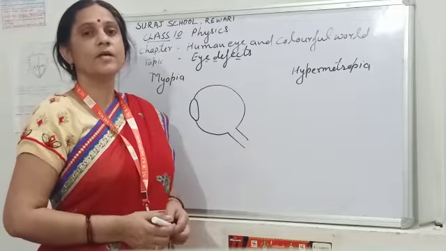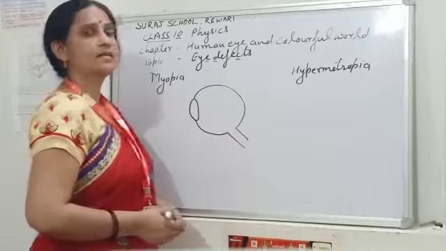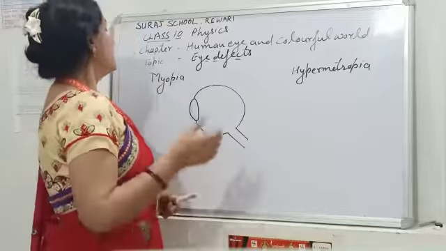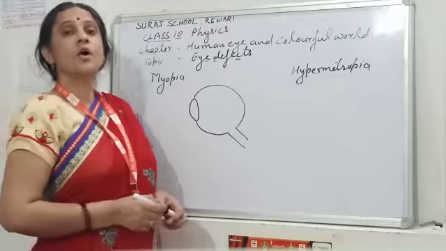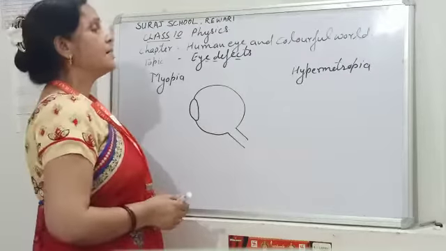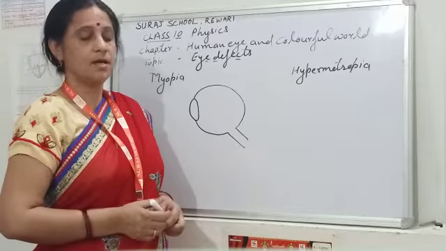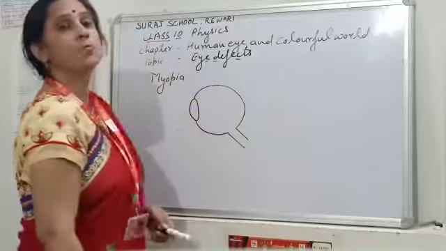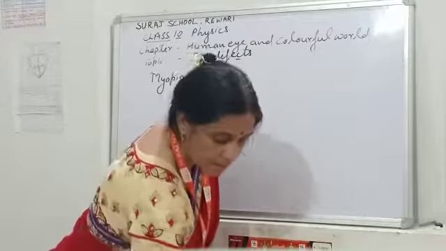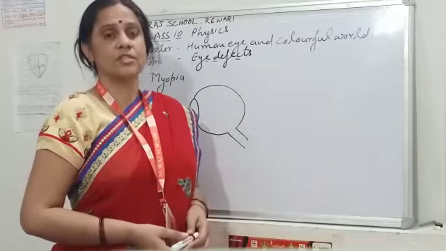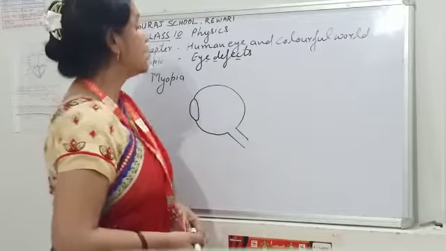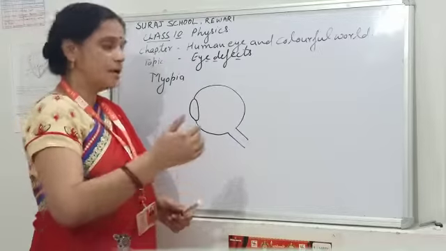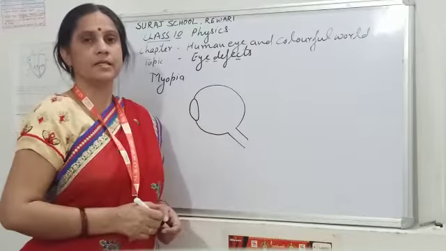Today we are going to discuss the topic eye defects from the class 10th physics. Students, common eye defects are myopia and hypermetropia. So first of all, we are going to discuss myopia. Myopia means the eye defect in which a person cannot see the distant object clearly but can see the nearby object very clearly.